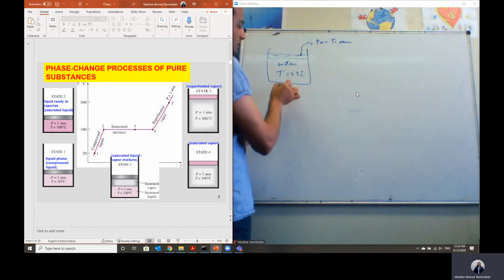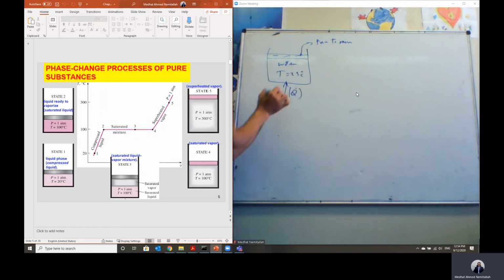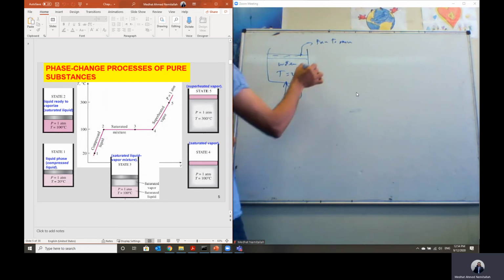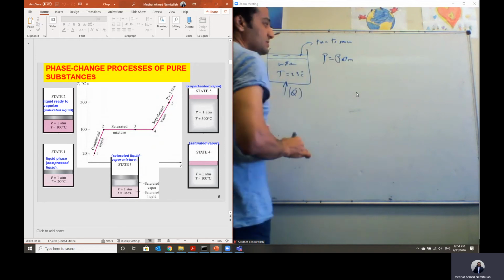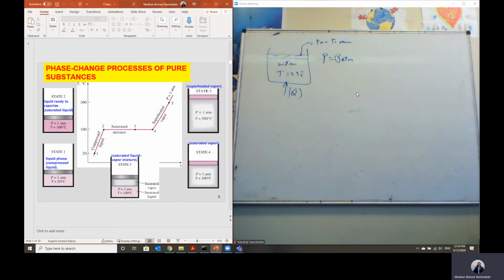So that means when we add heat here, if heat is added, then this piston, as it is free to move, the water will expand, and the pressure will remain constant. The pressure in this case is equal to the atmospheric pressure.